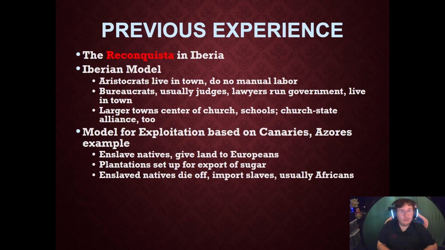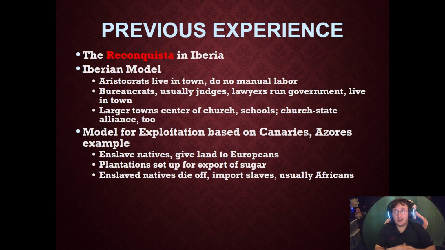So, as we've talked about before, we talked about the Reconquista in Iberia, in Spain, where over hundreds of years the Spanish kick out the Muslims and reset up the Catholic power and Catholic Church in Spain, and they set up a model for how it's going to run in their colonies and newly conquered lands. This becomes the Iberian model, which is going to be the main model for the Spanish colonies in North America.